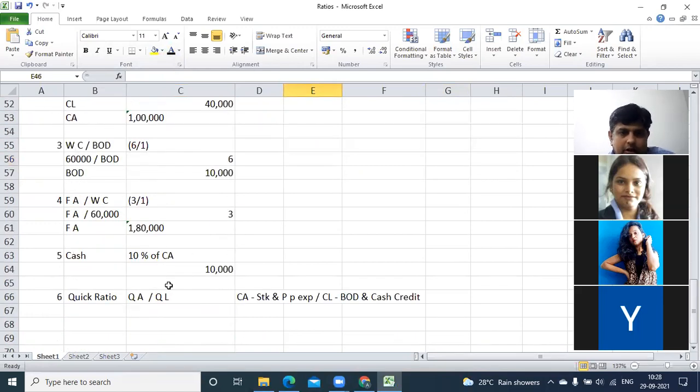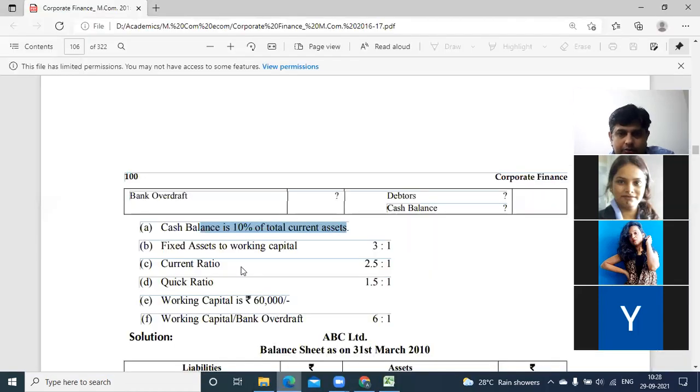Next. They are saying quick ratio as 1.5:1. What is quick ratio? Quick asset upon quick liabilities. What is quick asset? Current asset minus stock and prepaid expense. Here there is no prepaid expense, only stock is there. And current liability minus bank overdraft. Yes or no? Yes, sir. We'll apply that formula.